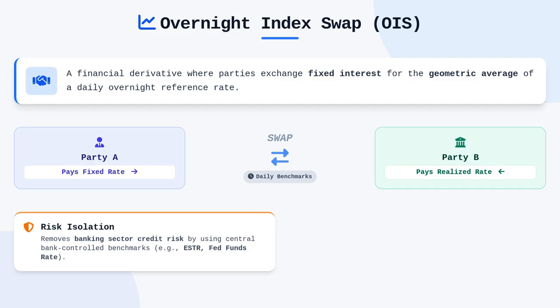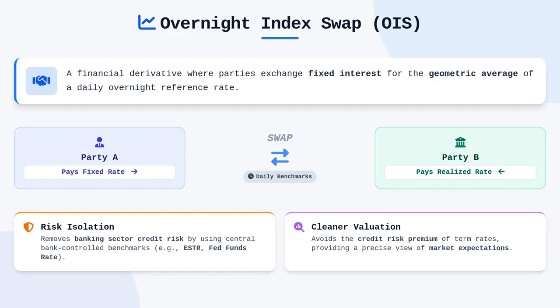Traders value this instrument precisely because it avoids the credit risk premium that historically inflated term-based benchmarks, providing a cleaner view of market interest rate expectations. By paying the floating leg, the swap participant pays a realized rate rather than an anticipated forward rate, which fundamentally changes the risk profile for liquidity management.